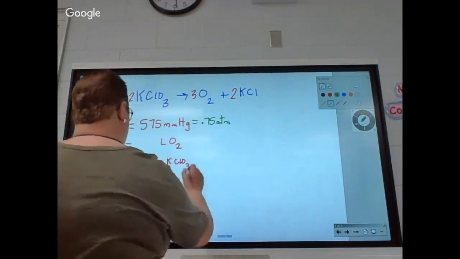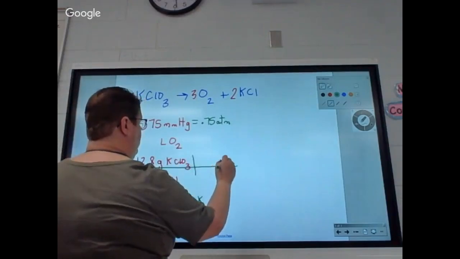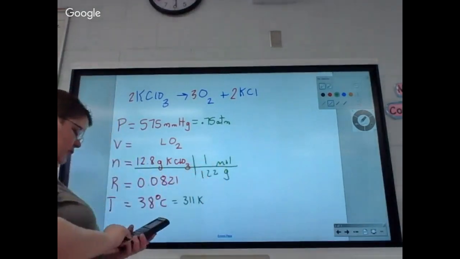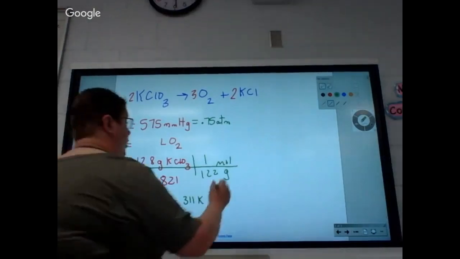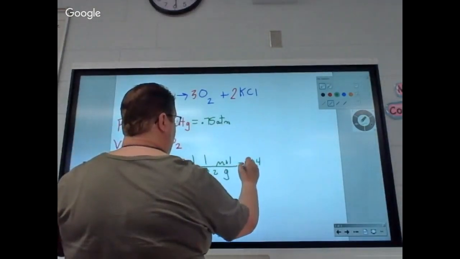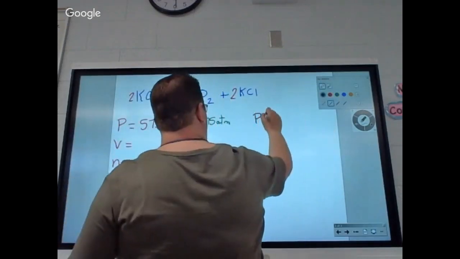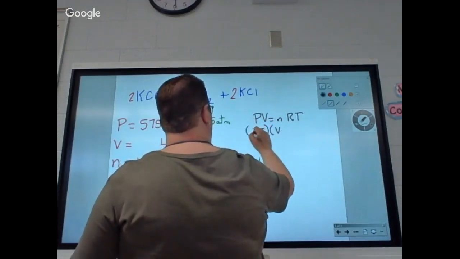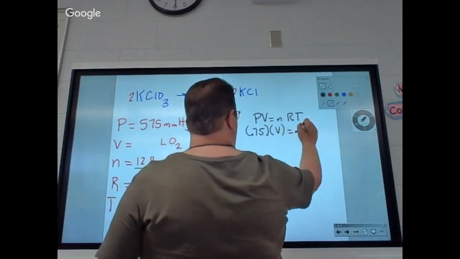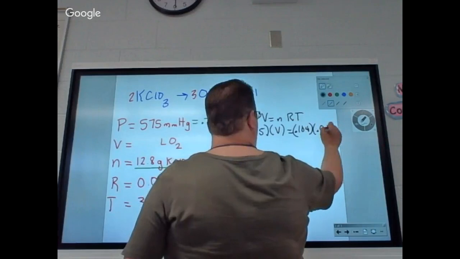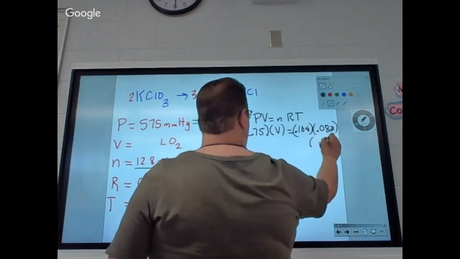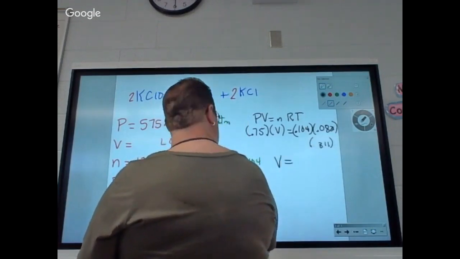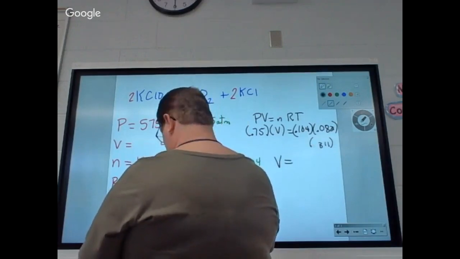And this one, grams to moles, I think that one's 122. Do I have that written down? Yep, 122. So 12.8 divided by 122 is 0.104. All right, so now I'm ready to solve. Yep, PV equals nRT. Pressure is 0.75. Volume we don't know. n is 0.104, R is 0.0821, and T is 311. So volume equals 0.104 times 0.0821 times 311 divided by 0.75.